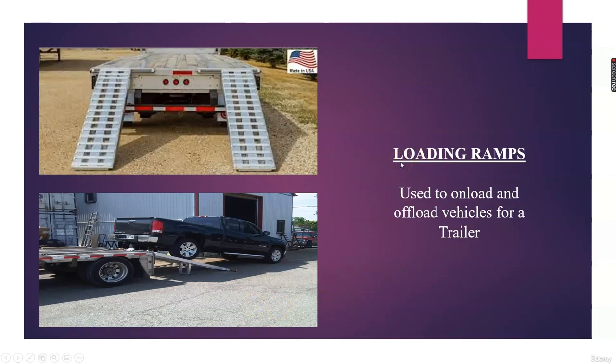The next accessorial is going to be loading ramps. Loading ramps are used to load and offload vehicles for a trailer, or whatever else is going on the trailer, but 95% of the time it would be some type of vehicle. Forklifts, could be boom lifts, cars, anything with wheels, basically.